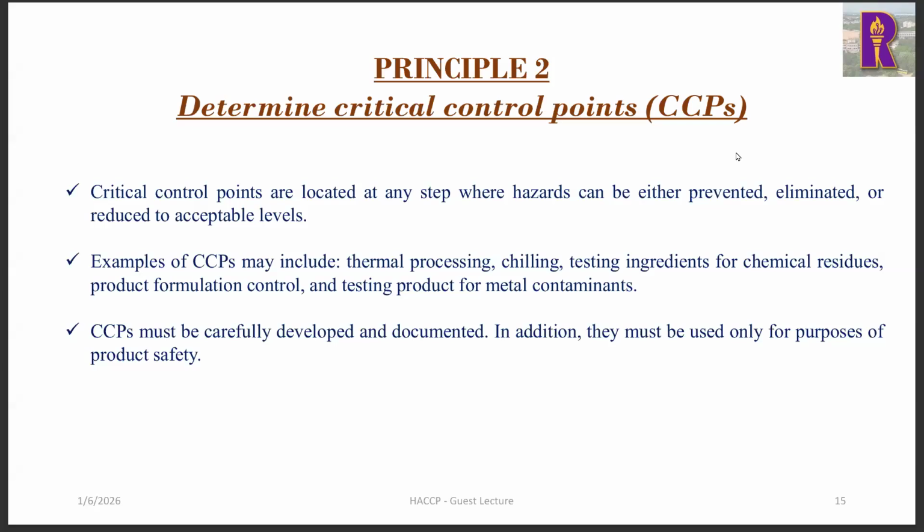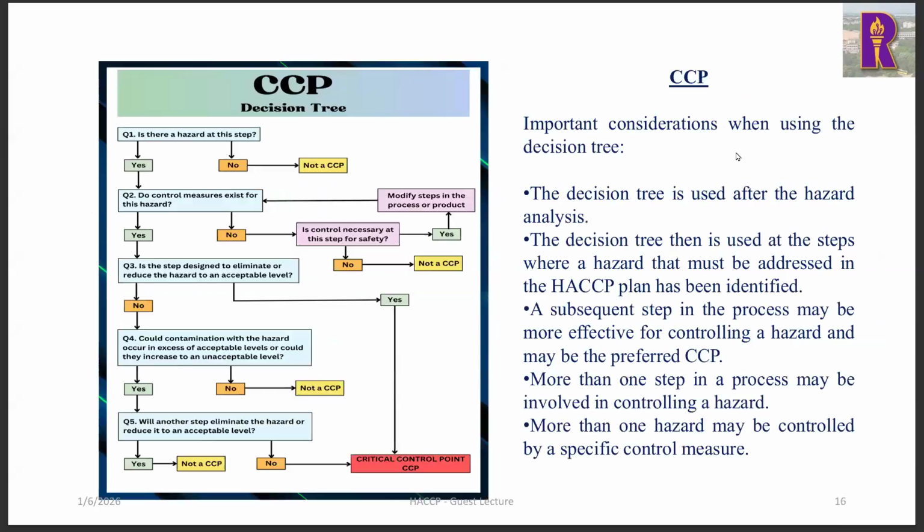After finding the CCP, next we have to move on to the decision tree. This is an example of a decision tree. A decision tree is not mandatory for critical control points, but it helps to find out the exact hazard and the critical points for any process or any product.